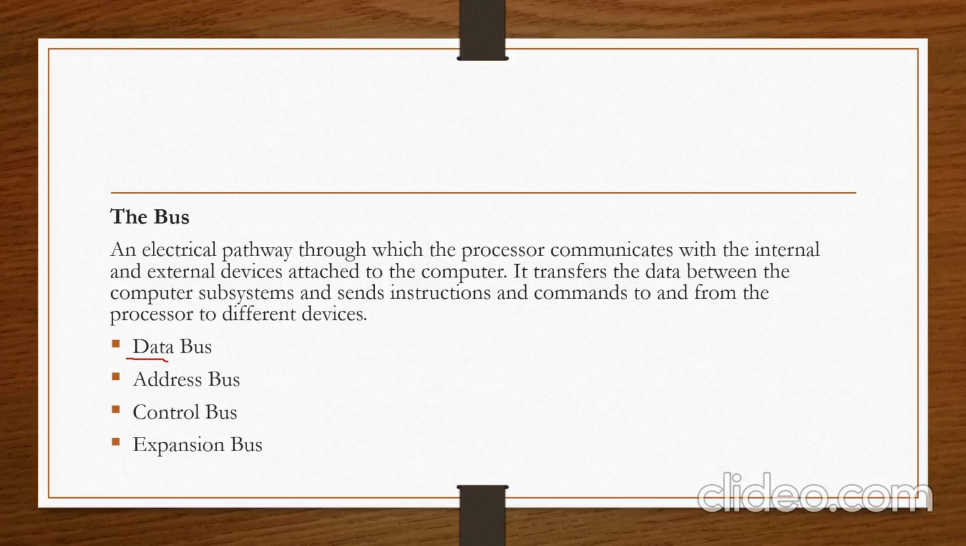Then we have the address bus. The address bus is used to select the route that has to be followed by the data bus to transfer the data. Then we have the control bus, which decides whether the data should be written or read from the data bus. Then we have the expansion bus, which is used to connect the computer peripheral devices with the processor.